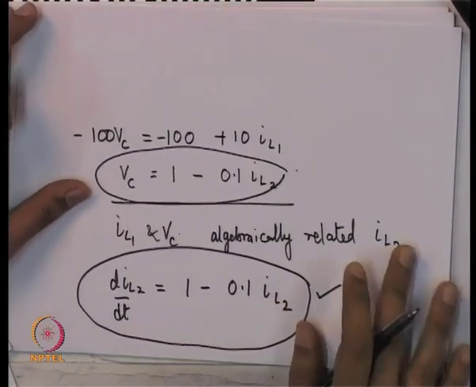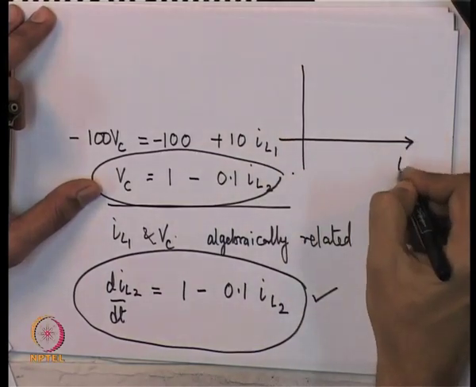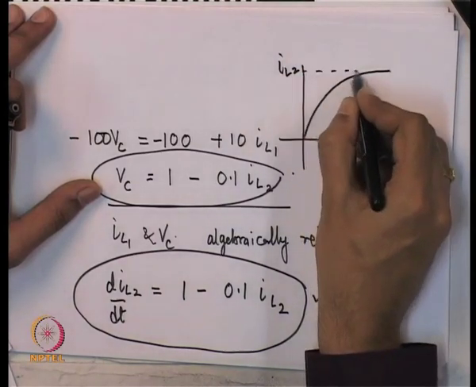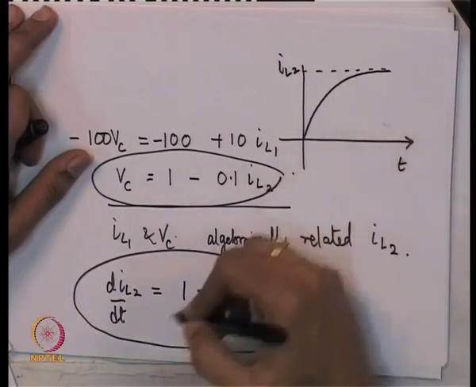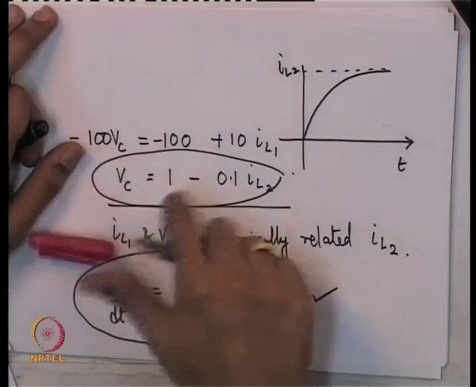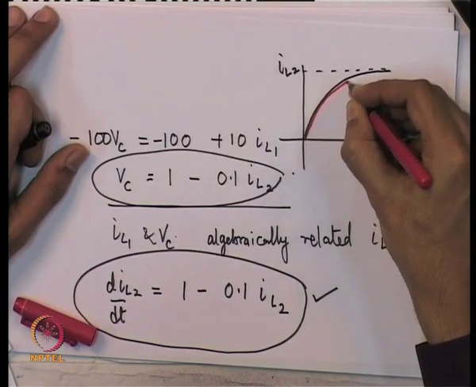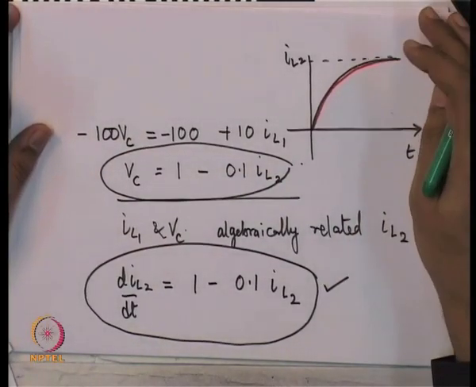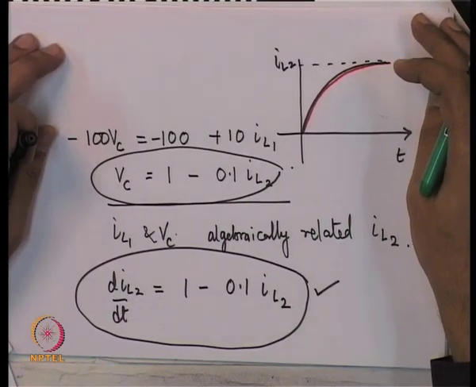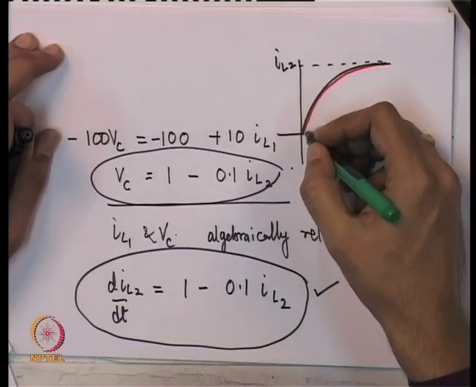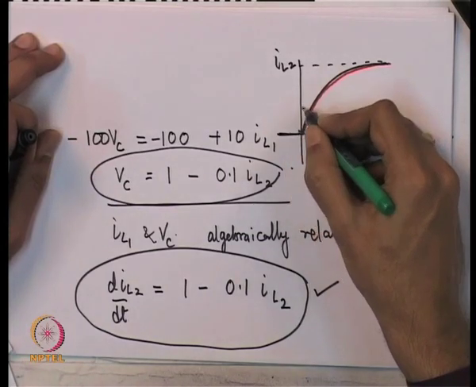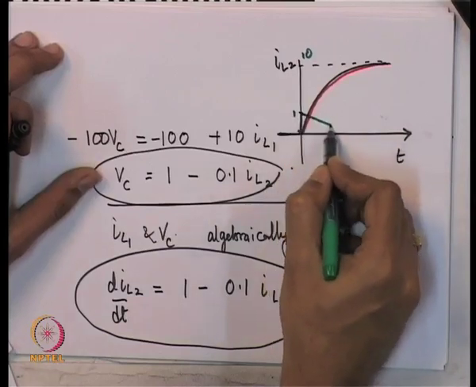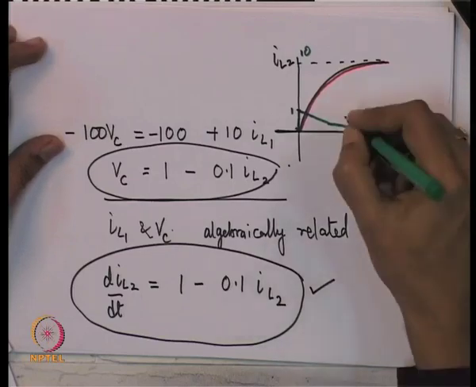If you look at the response of this particular system, this is the same or practically the same response as before. What about IL1? IL1 also follows the same response, because IL1 is equal to IL2, and VC is 1 minus 0.1 IL2. So, if you look at the response of VC, this is 1, this is 10, not to scale, like this. So, this is VC.